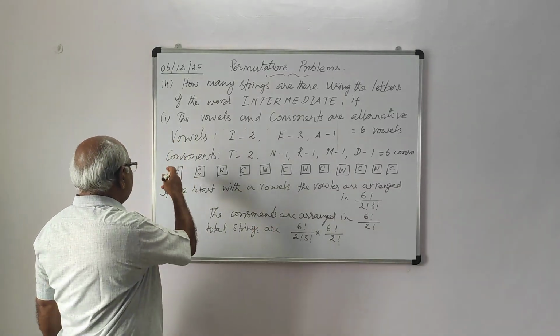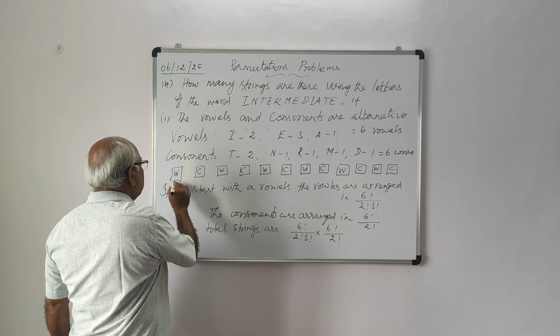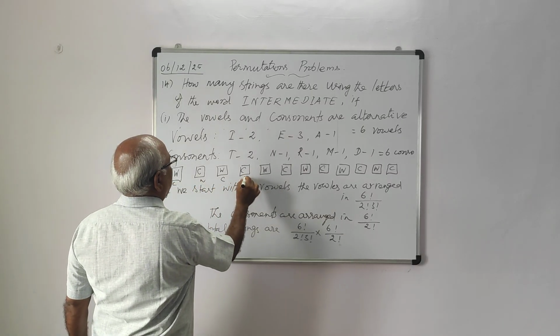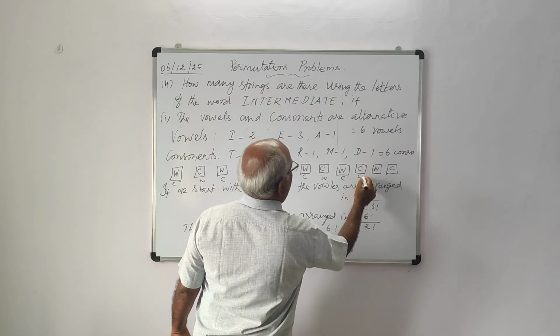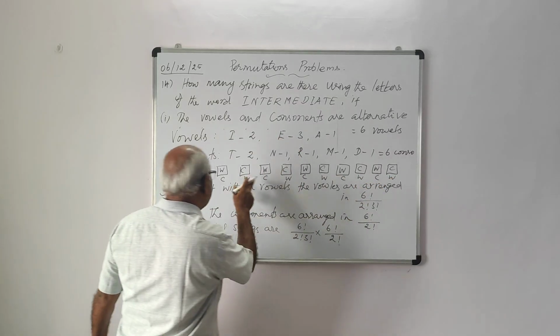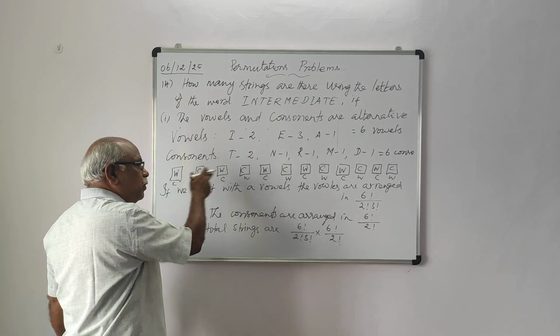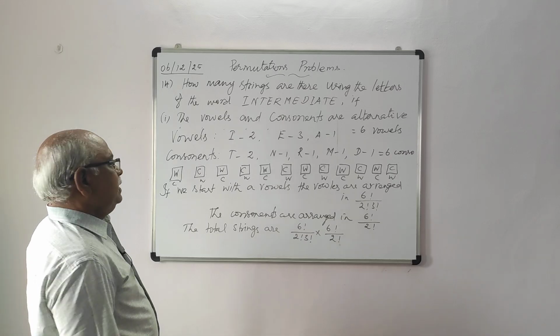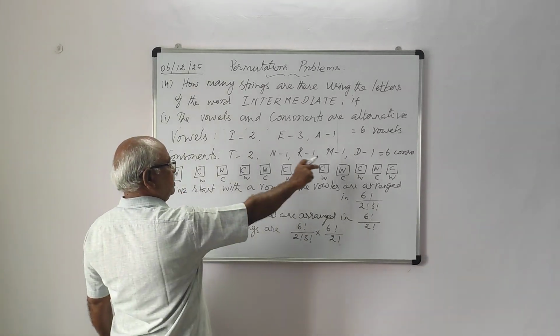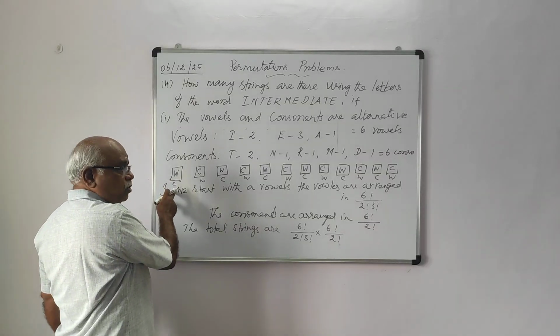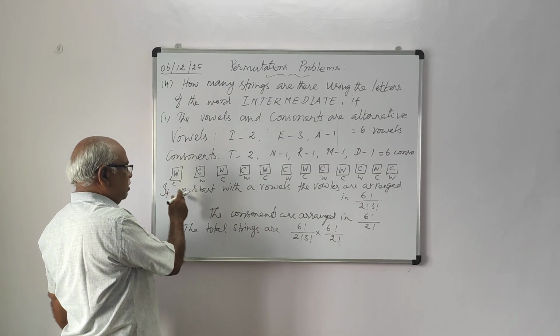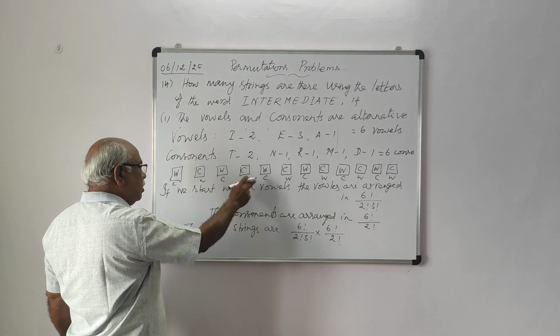Suppose you start with the consonants: consonant, vowel, consonant, vowel, consonant, vowel, consonant, vowel, consonant, vowel, consonant. This is also an alternative arrangement. See, if you start with the vowel, that is the first arrangement. If you start with the consonants, that is also a possibility and an alternate arrangement.